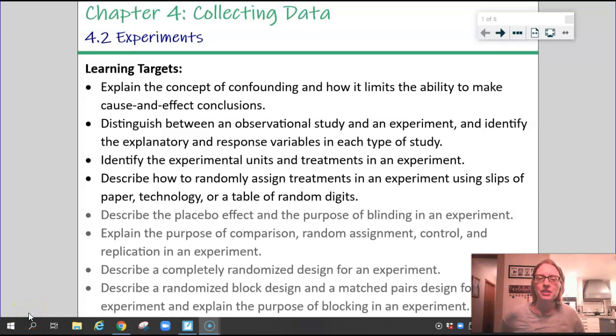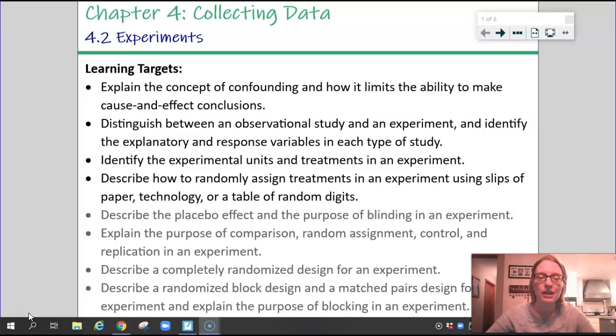Hi everybody, this is your 4.2a video on experiments. We're going to do this set of notes in 2 sessions, so you can label today's notes 4.2a and then we'll do 4.2b next time we meet together in class.